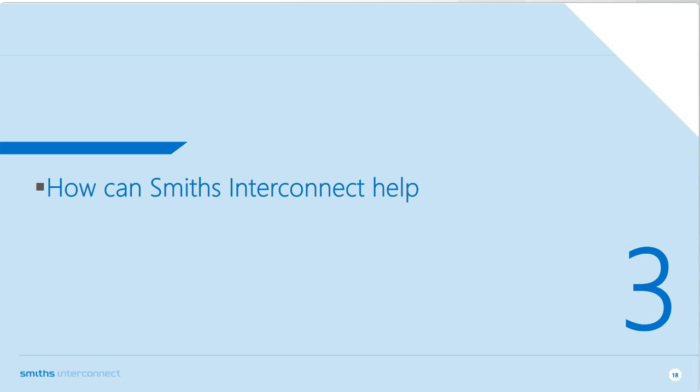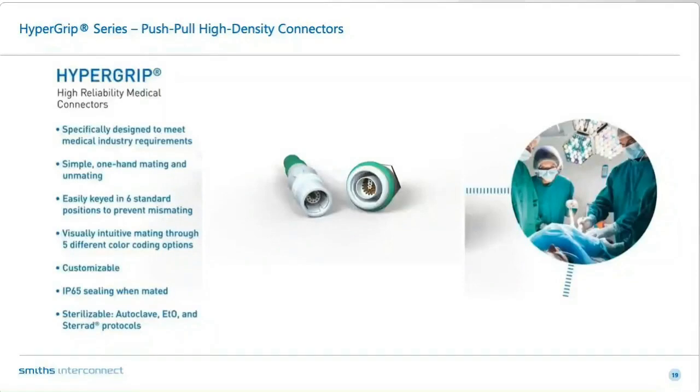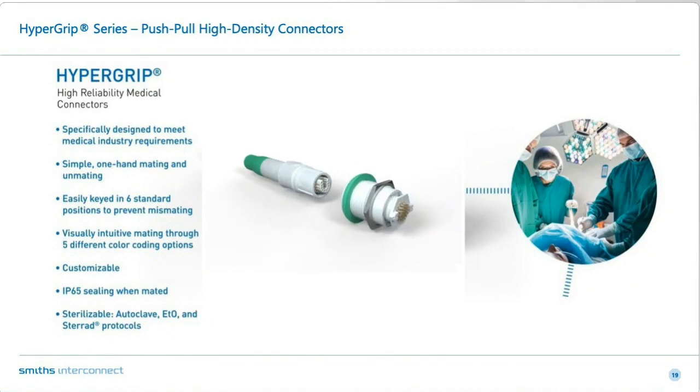Okay, so how could Smiths help with this? We have two great connector series that serve as an initial platform for customization. The first up is our HyperGrip series. The HyperGrip series is designed to support medical applications from the start. It offers a simple push-pull, one-hand demating. It comes in 6 keying options.